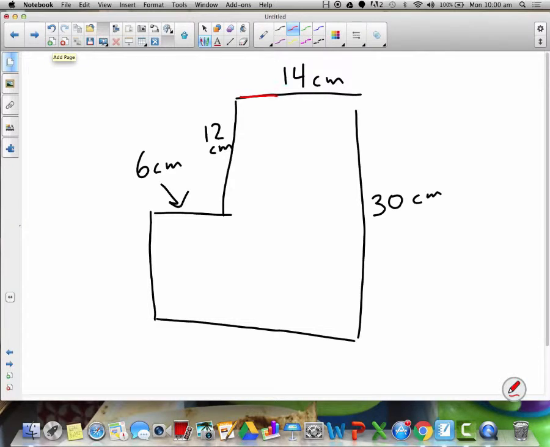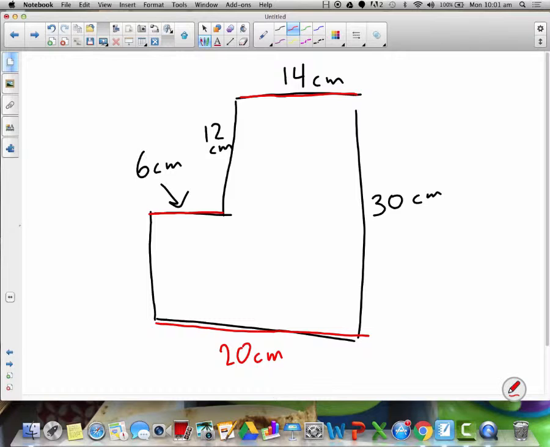Right, so this 14 and the 6, we know that's got to be the same as this. So you would plus the 14 and the 6, and what would that be? 20 centimetres. Well done, Corey. So we've actually got that measurement now, which means we can start to find the area.